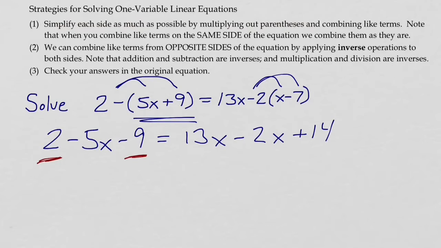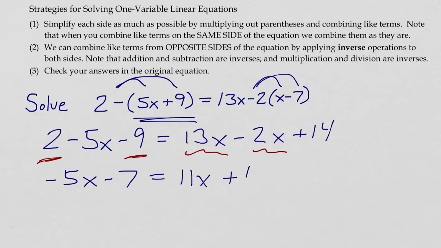so we can combine those to get negative 5x minus 7. And on the right-hand side, there are two x terms that we can combine to get 11x plus 14. So now both sides are simplified. To continue solving for x, I want to combine things from opposite sides of the equation. In particular, we're going to put the x terms together onto the same side and then move the constant terms together onto the other side.